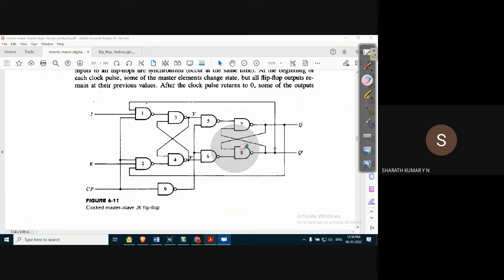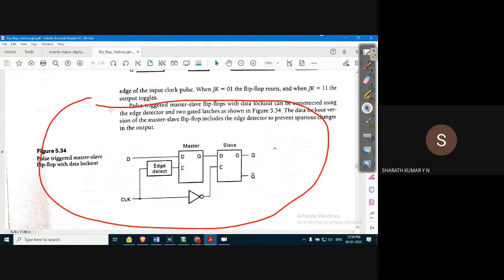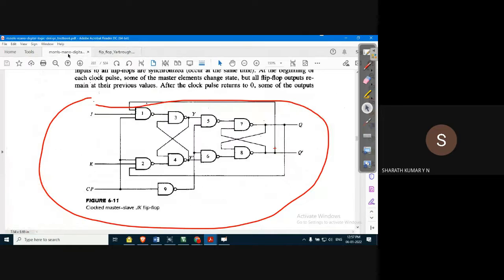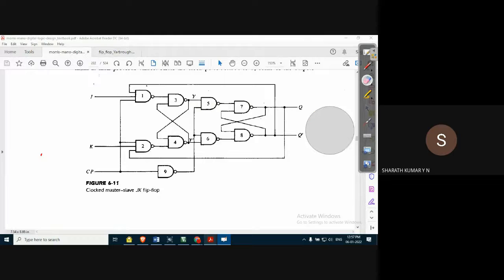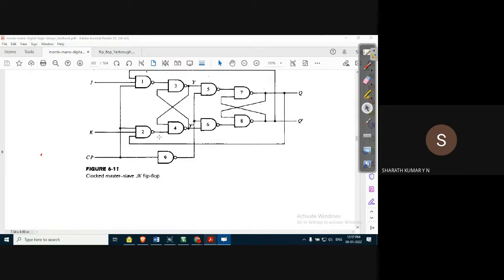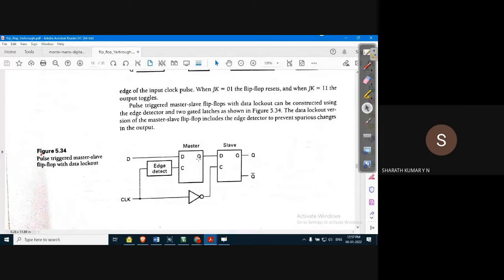This is a circuit diagram. Whenever there is a question on master slave JK flip-flop, you have to write this diagram, not the other diagram. This one is only for discussion purposes. This diagram using NAND gates is not given in the book, that's why I'm referring to Morris Mano also. Master slave JK flip-flop realization. I think this circuit is there in your laboratory, both using NAND gates as well as using the IC.